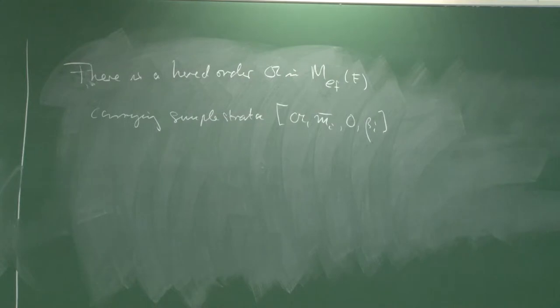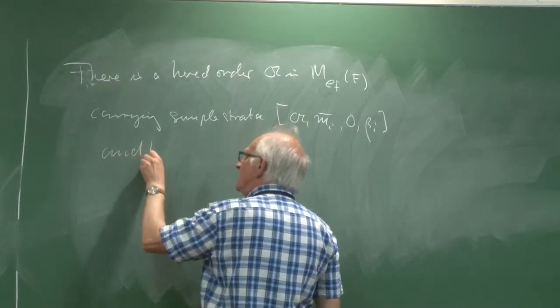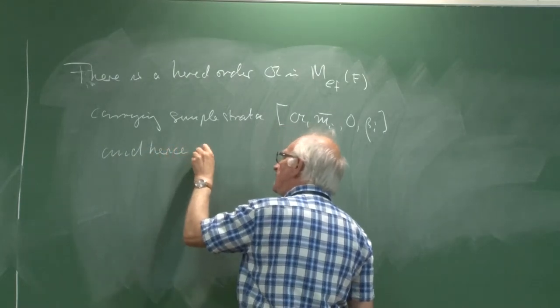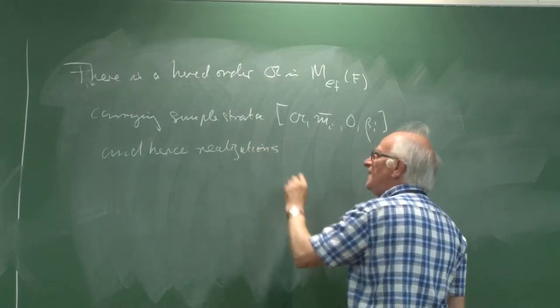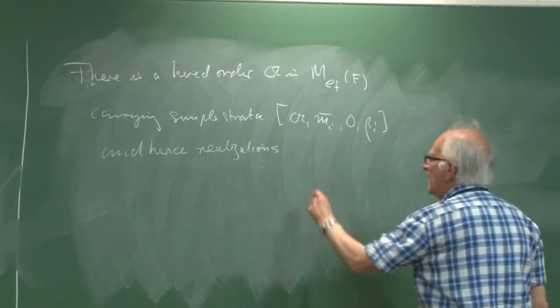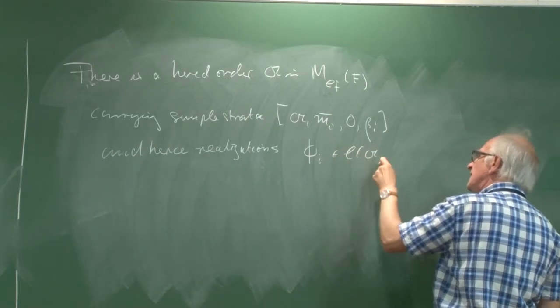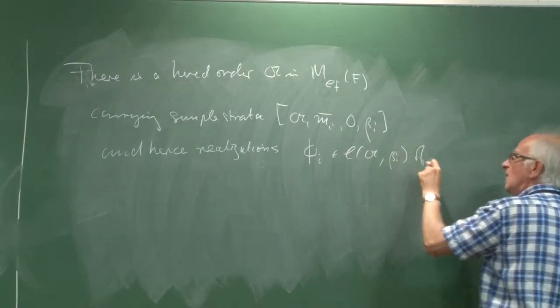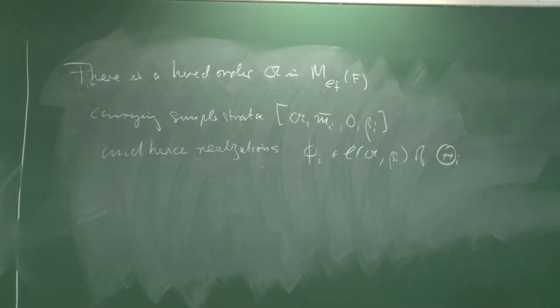Right, and hence realizations. Define that word. A realization of an endo class is a simple character which lies in the endo class. It makes it much easier to say that. So let's say phi I is C of A, bigger I, of theta I. So that's a transfer of the original theta I.